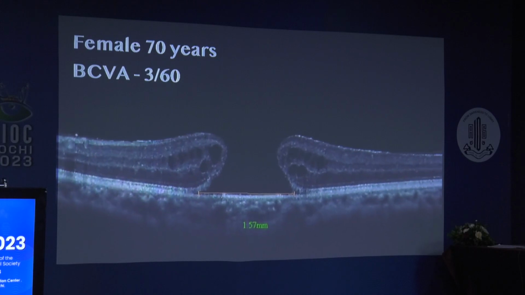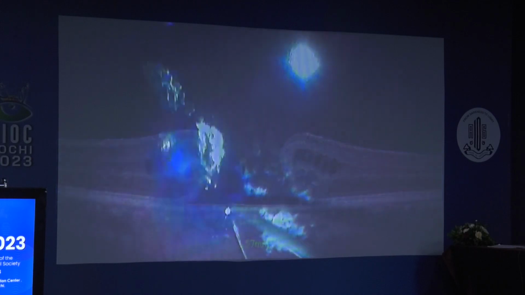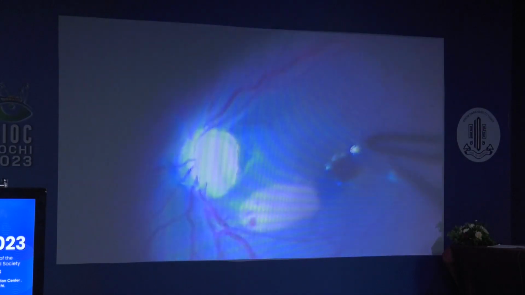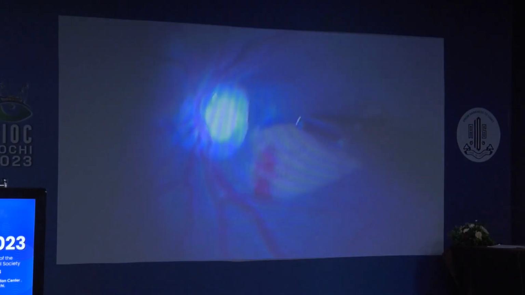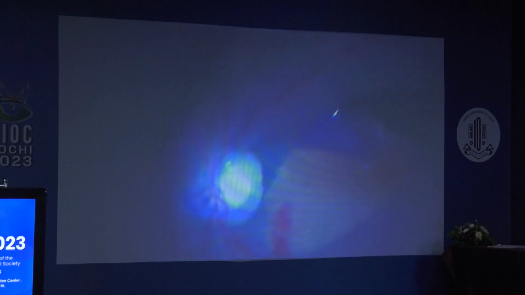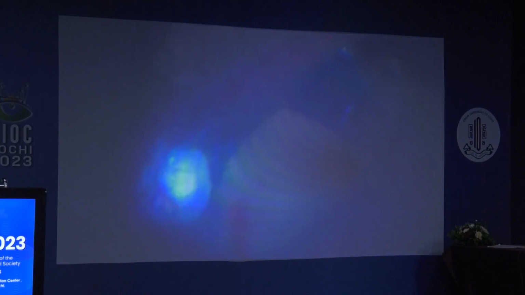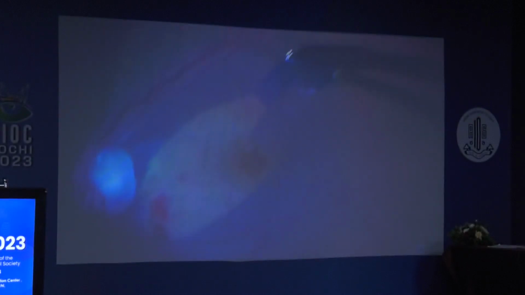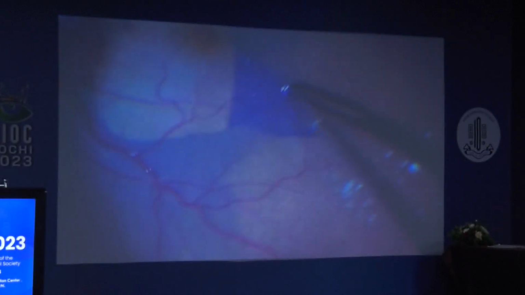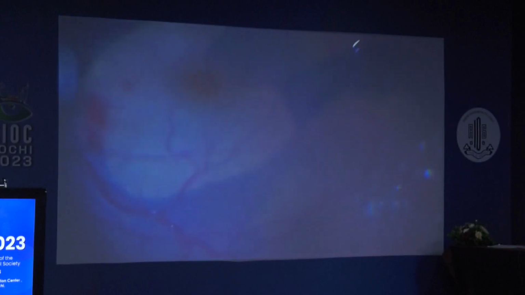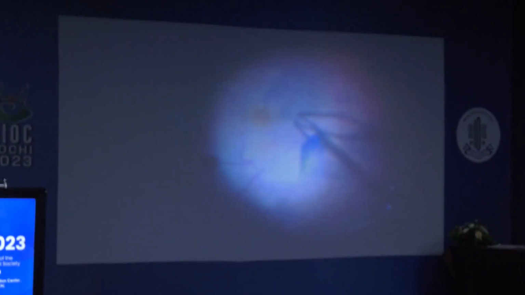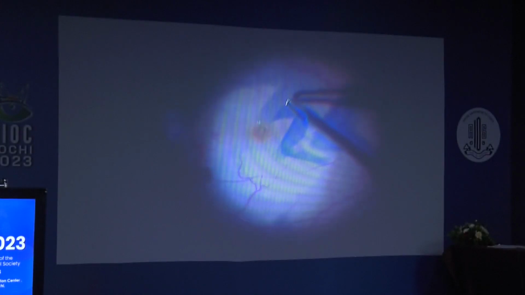This is a 70-year-old lady with an extra large macular hole having a vision of 360. ILM was stained using BBG. We initiated ILM peeling with a 25-gauge ILM peeling forceps. We took care to remove a large area of the ILM. We ensured that ILM was completely removed from the margins of the hole.